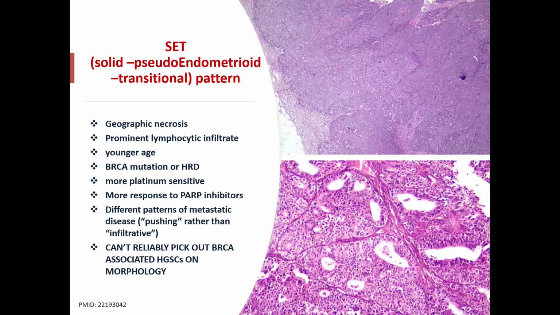There is something called the SET pattern of serous carcinoma, the solid pseudo-endometrioid transitional pattern. So you may see this in your pathology reports. What's the significance of this pattern? This pattern means that this tumor tended to occur more at a younger age, tended to have more BRCA mutation or HRD, more platinum sensitive, and more response to PARP inhibitors. So it's just a pattern we see under the microscope. But we cannot reliably pick out the BRCA-associated high-grade serous carcinoma based on morphology.